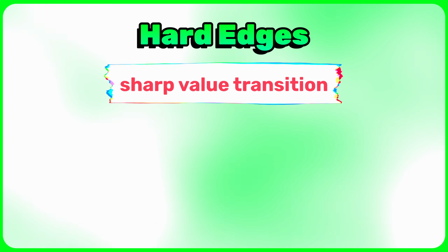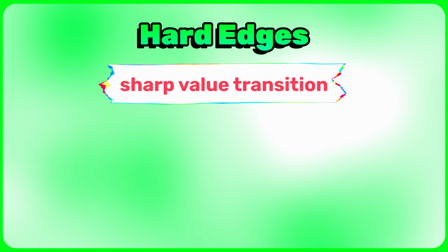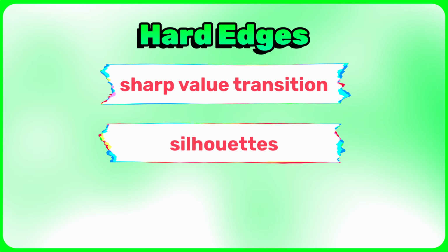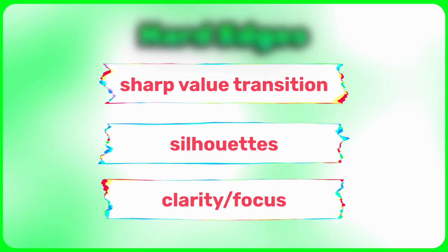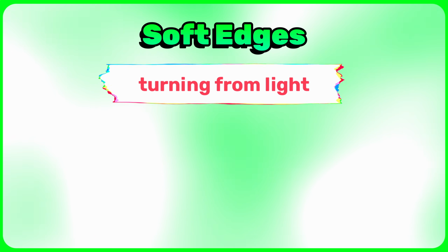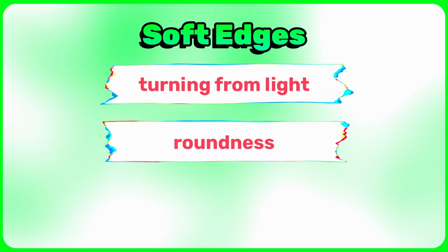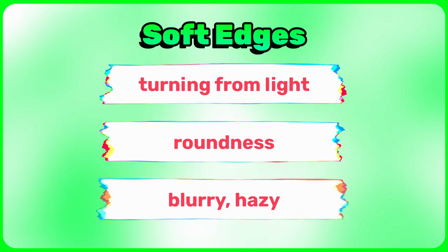Let's review what we covered. Hard edges represent sharp value transitions and sudden turns in geometry. Silhouettes act as hard edges. They imply closeness and clarity, objects that are in focus. Soft edges, by contrast, represent a slow turning away from the light and a roundness to the form. Soft edges also imply something is soft, hazy, or out of focus.